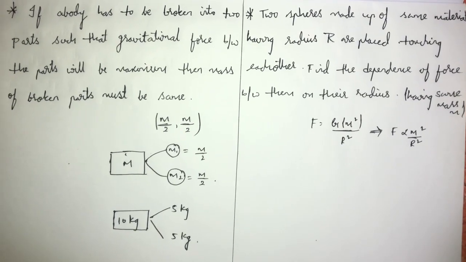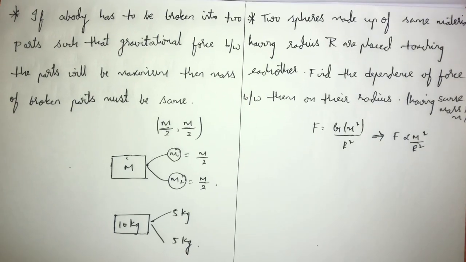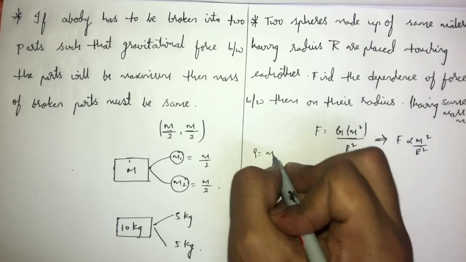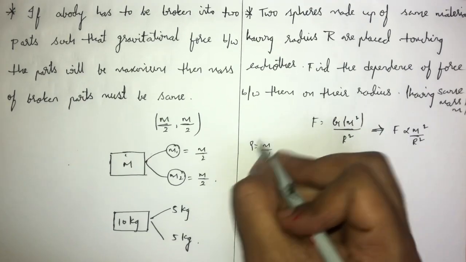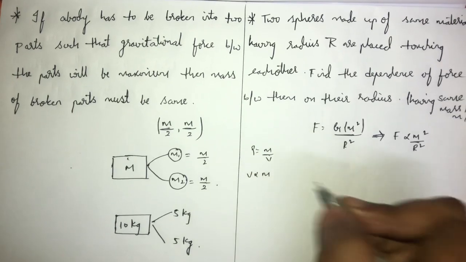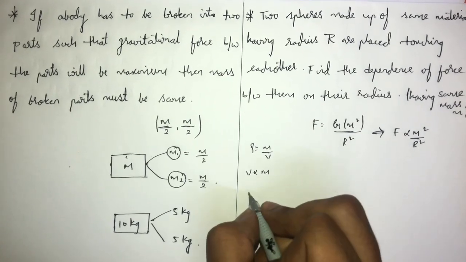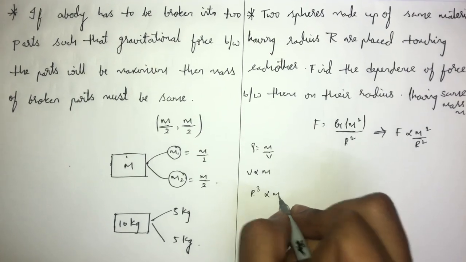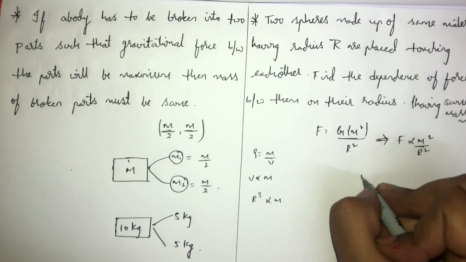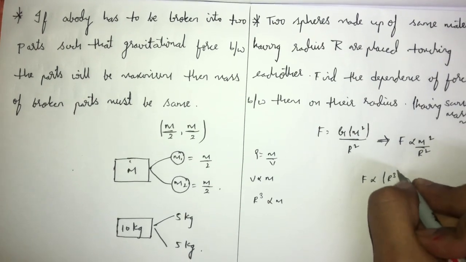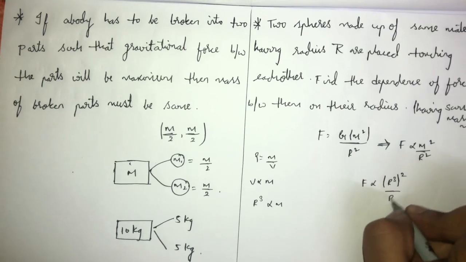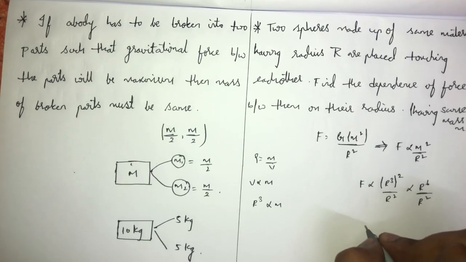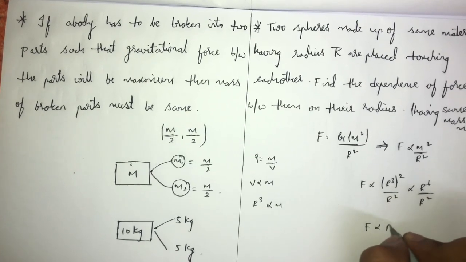Moreover, as the materials are the same, the density will be equal. The density also will be the same. So as we know, density is equal to mass by volume. As the density is constant, volume is directly proportional to the mass, and the volume of a sphere is equal to 4 by 3 pi r cube. So r cube is directly proportional to m. So F is directly proportional to r cube whole square by r square, that is nothing but r to the power of 6 by r square. So finally the dependence of force on the radius will be r to the power of 4.